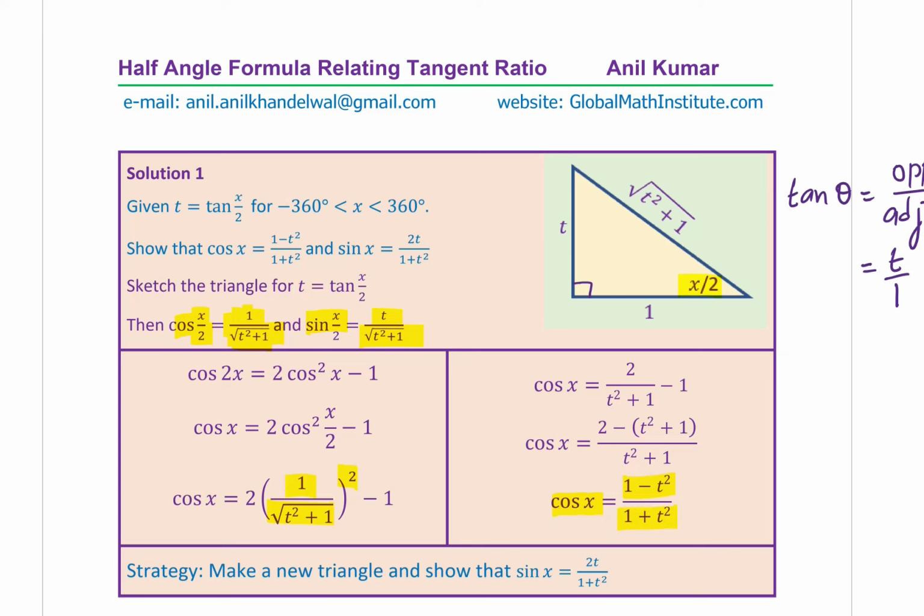Okay, now part B is to prove that sine x is 2t over 1 plus t square. Well, you can again use the double angle formula and follow these steps to get the answer. Or what you could do is make another triangle with what we have just shown, which is cos x is 1 minus t square over 1 plus t square. And from there, you get the value of sine x, right? So you could do that. You could also use the identity cos square x plus sine square x is equal to 1. So there are many ways to do it.